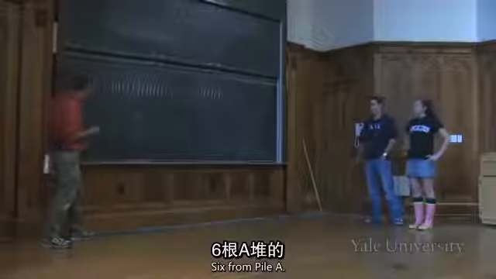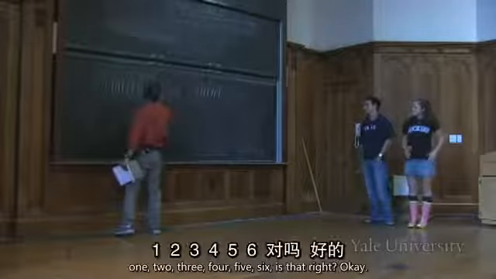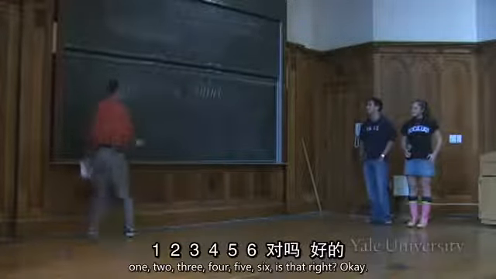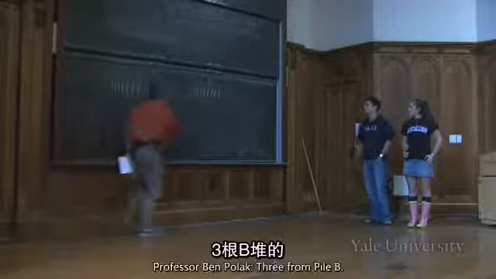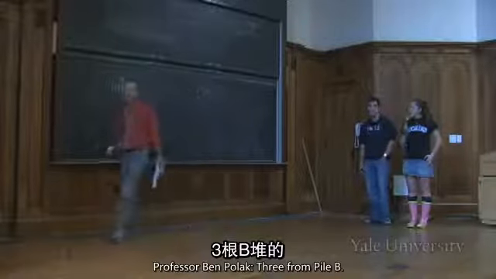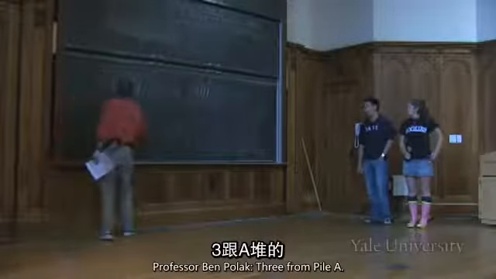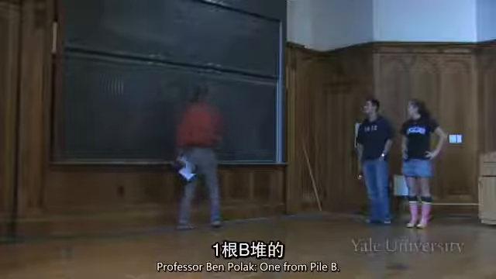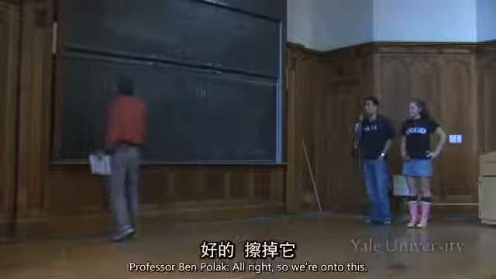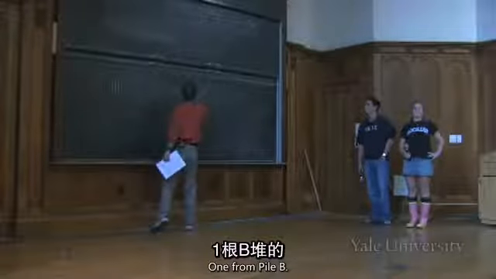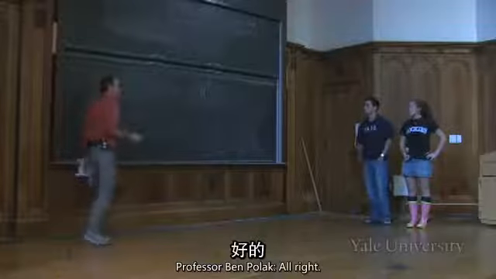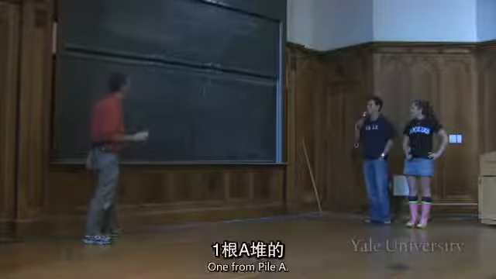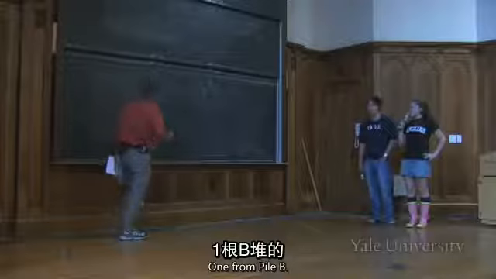6 from pile A. 3 from pile B. 3 from pile A. 1 from pile B. 1 from pile A. All right, so I think we're on to this, right? 1 from pile B. 1 from pile A. 1 from pile B. 1 from pile A. 1 from pile A. Ah, okay, we'll switch. 1 from pile B. All right, so Christine is the winner.